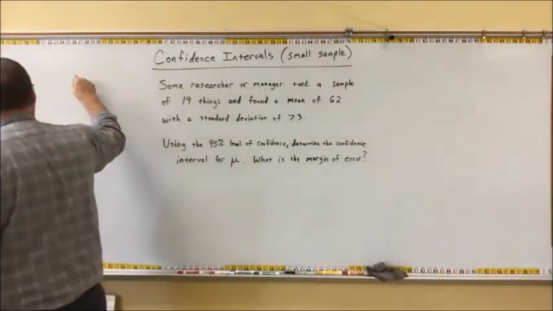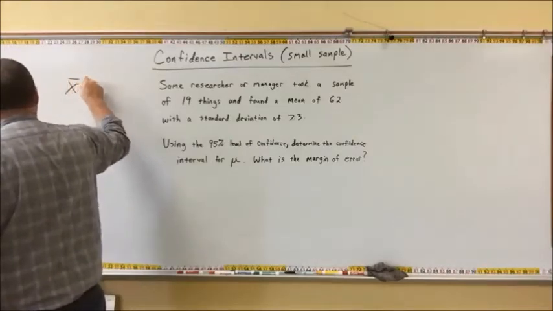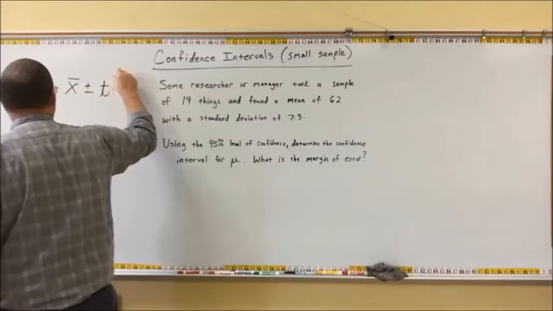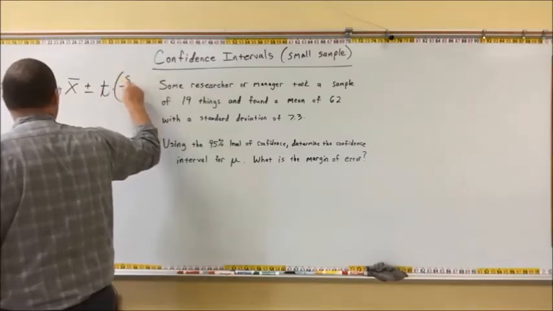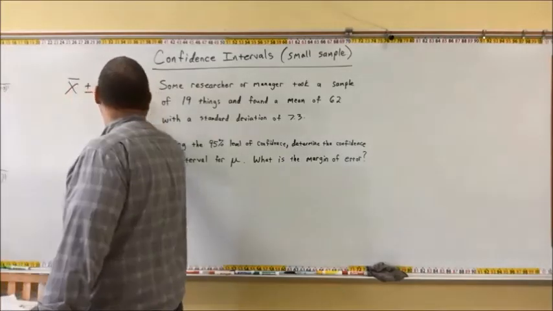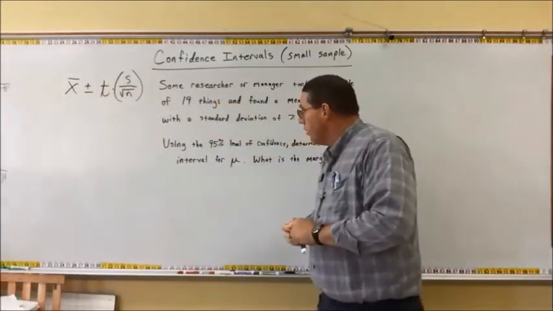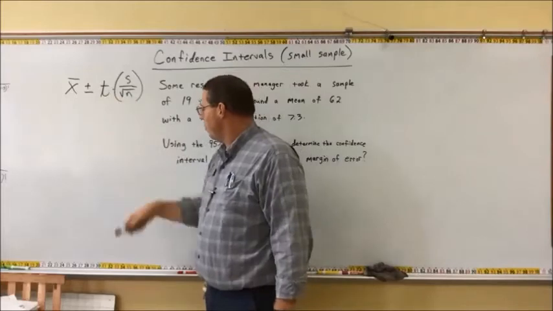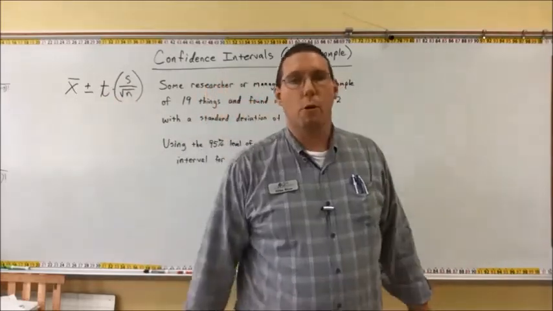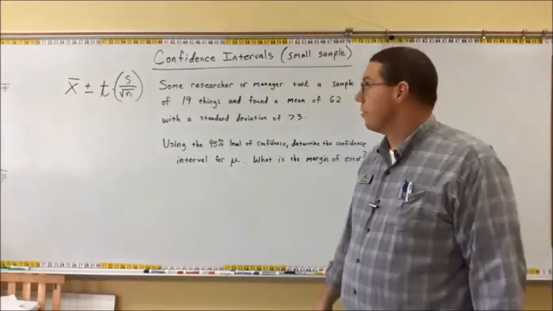So the confidence interval would be x bar plus or minus t, a t-statistic, times s, the standard deviation, over the square root of n. There we go. There's your formula for a confidence interval. And you don't have to use a cursive t if you don't want to. Just make sure that it looks like it's typically a lowercase t. Okay? All right, so there's your formula.